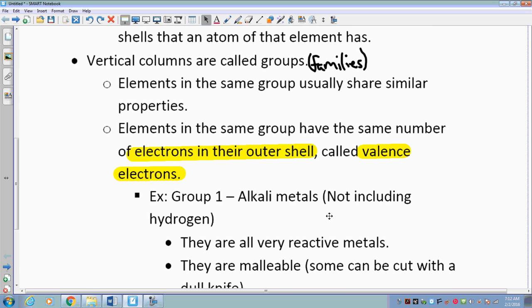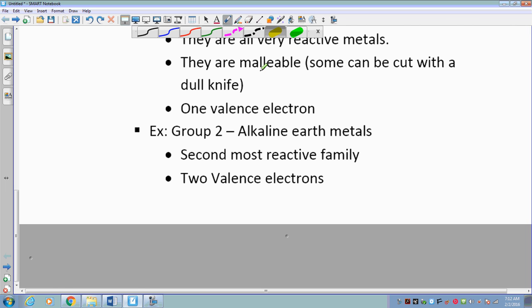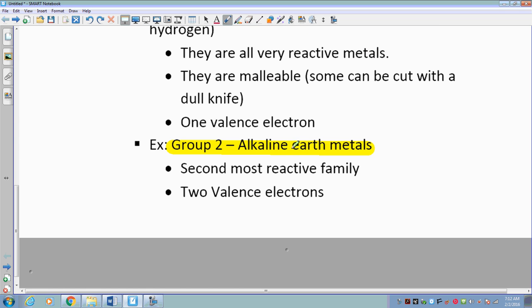All right, alkali earth metals. You're going to have to know this as well. For some reason, our standard tells us that we have to know which ones are the earth metals and which ones are the alkali metals. So group one are the alkali metals. Group two are the alkali earth metals. I have no idea why we have to know that, but that's what we have to know. They're the second most reactive family of metals, and they have 2 valence electrons because they're in group, you guessed it, 2.